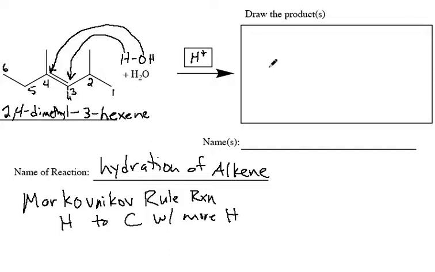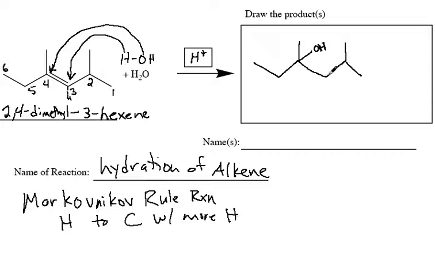So I'm going to redraw the carbon skeleton. We have 6 carbons, 1, 2, 3, 4, 5, 6. We have a methyl group right there. We have a methyl group right there. And our 2 carbons that will receive the addition of the water are this one right here and this one right here. This one that was carbon 3 got the H. This carbon right here will get the OH. So that is what the alcohol goes on. And so we've drawn our product.